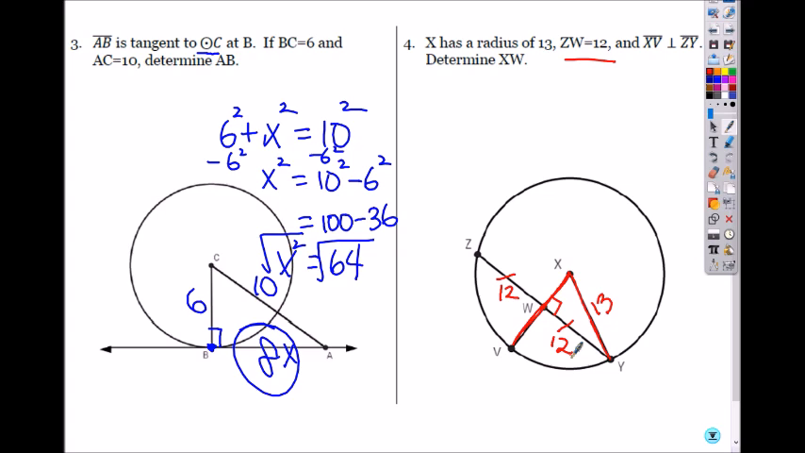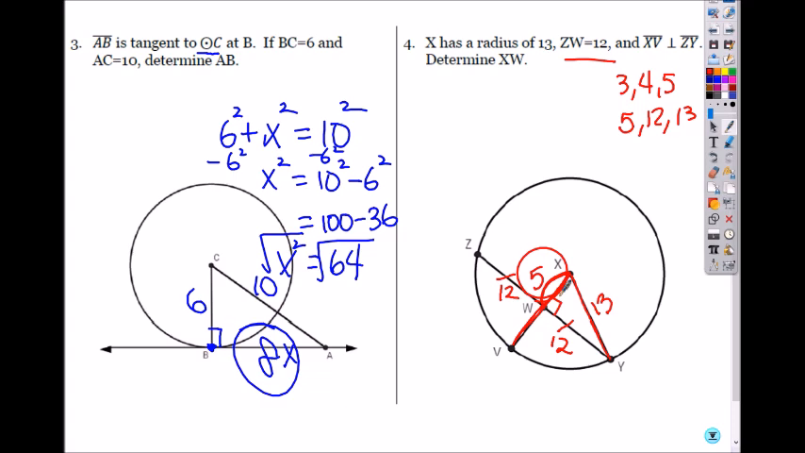So now determine the XW. How would you find this? What type of triangle do you get? Right triangle, so you can do the Pythagorean theorem, or this one you should also know the ratio. What's the ratio that you could memorize and just use? It's 3, 4, 5, and 5, 12, and 13. You see? 5, 12, and 13. So the answer was 5.